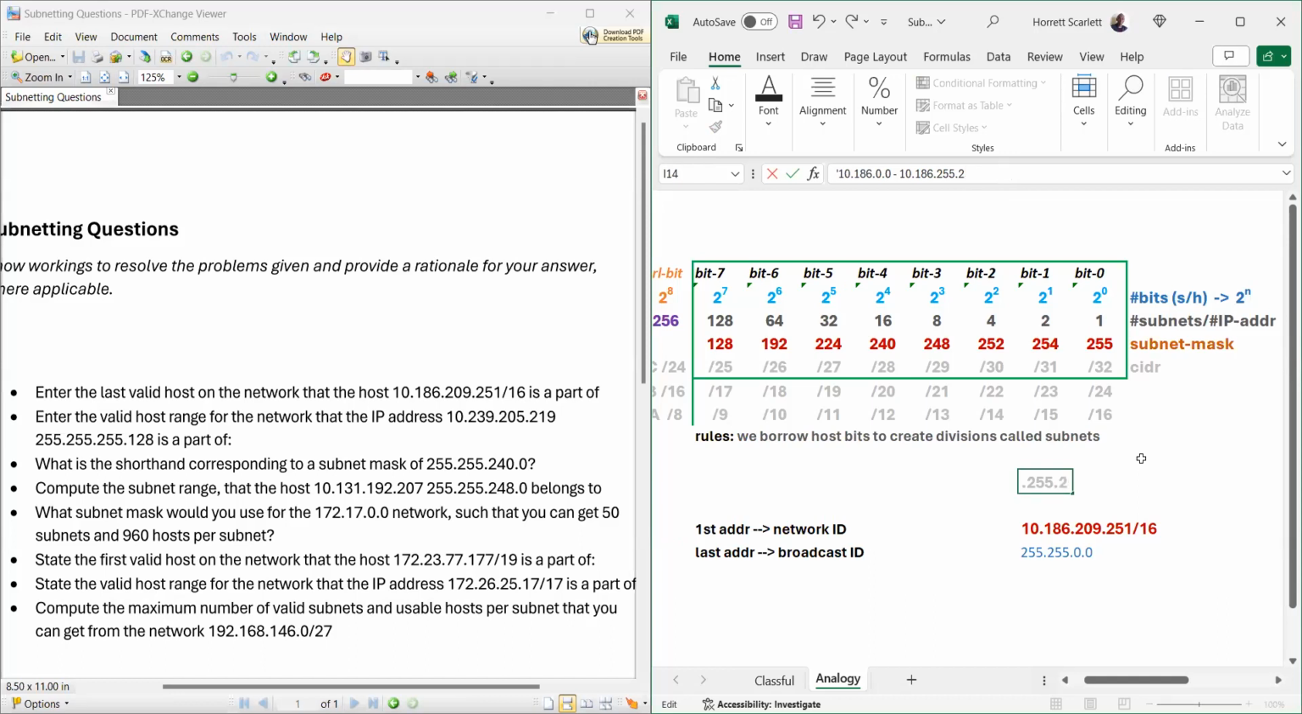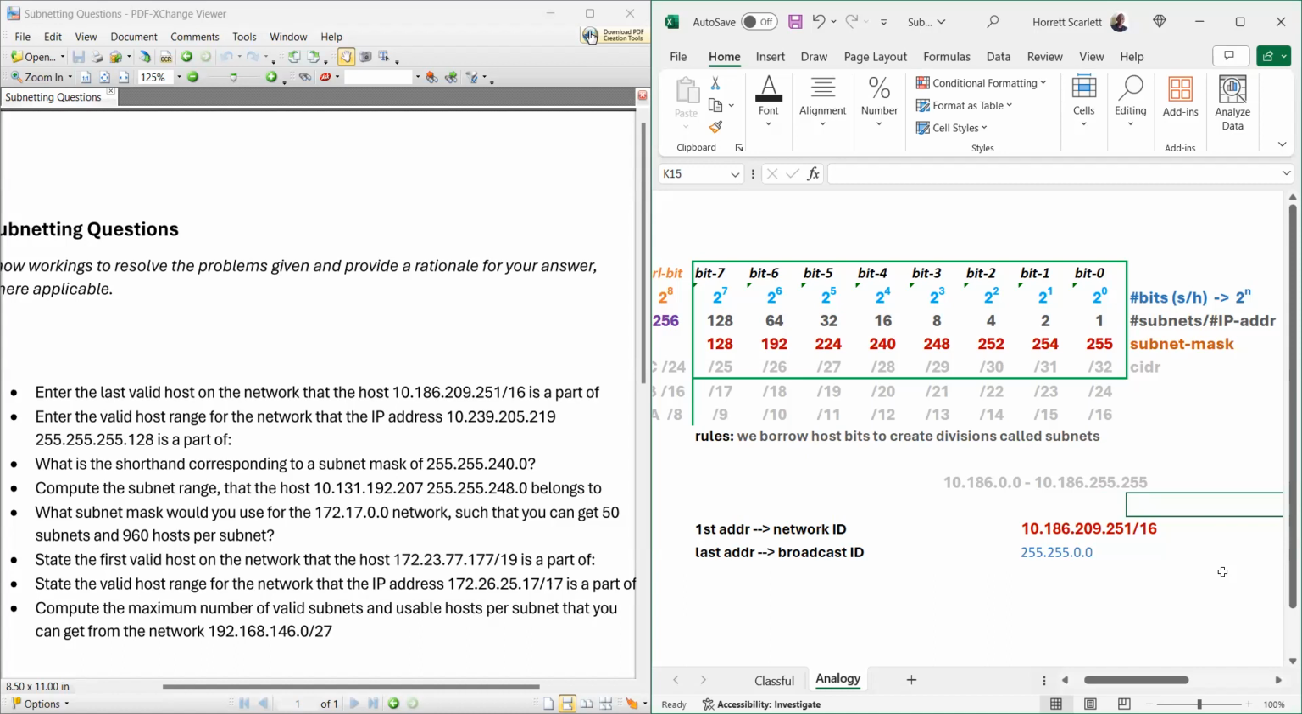The answer is 255 and not 254. So it will be 10.186.255.255. That will be the broadcast address. So we have the network address, we have the broadcast address.